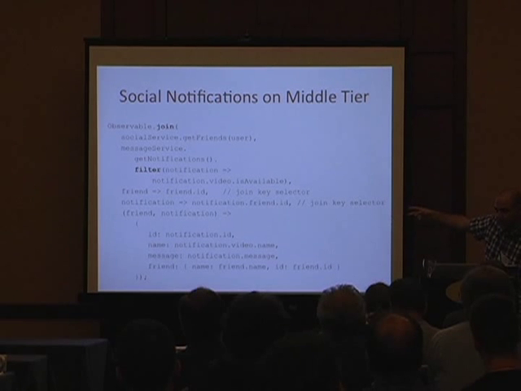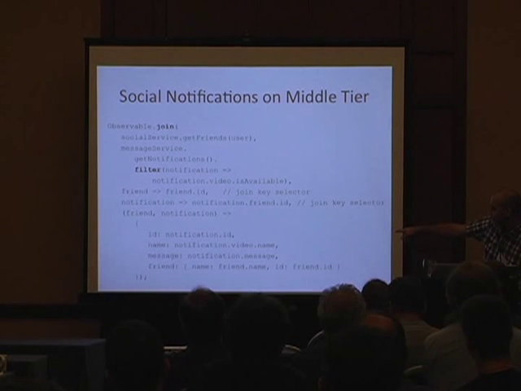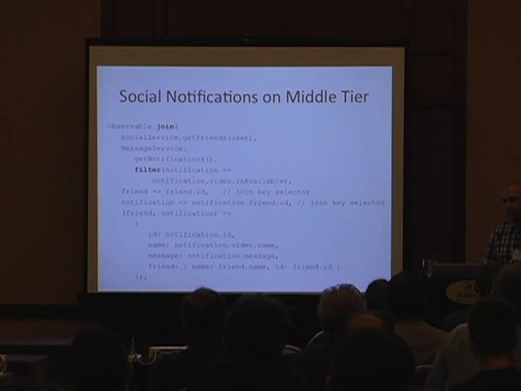Then we have two key selectors. One that indicates that I want to join on the friend ID, and the other that indicates I want to join on the friend ID associated with the notification. And then finally, we have a translation, like a map-like operation, where I just suck out just the data I'm interested in and return it as JSON. Does this make sense to everybody?